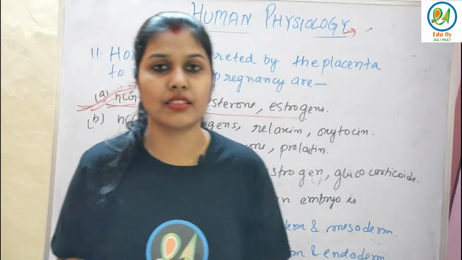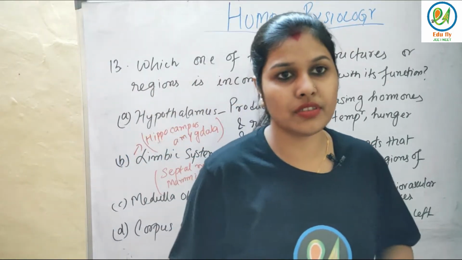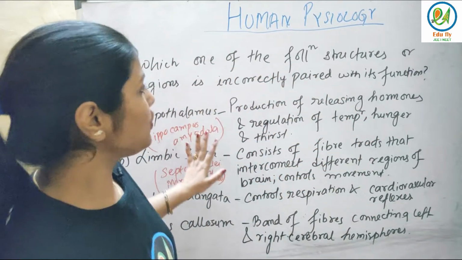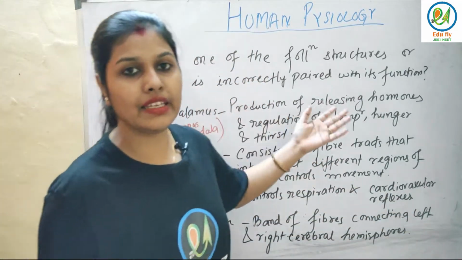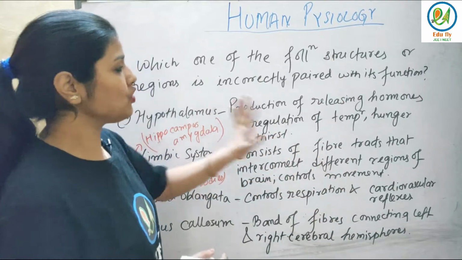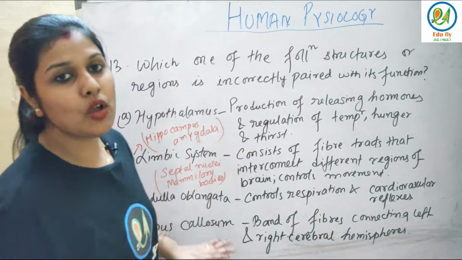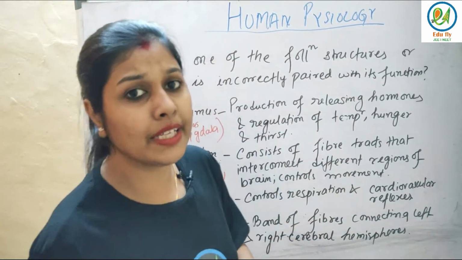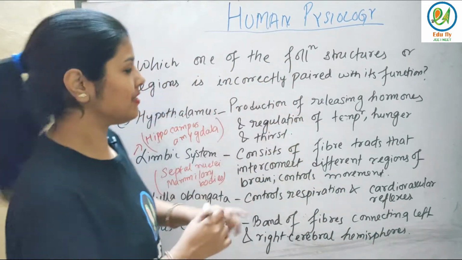So that's all. I will discuss some more important questions. Now let's see the next questions related to human physiology. Very interesting question. You have to find out the incorrectly paired functions. This is column 1, this is column 2. You have to match the functions of hypothalamus, limbic system, medulla oblongata and corpus callosum. Hypothalamus function is to release hormones and it's the center of hunger and thirst. So this option is right.